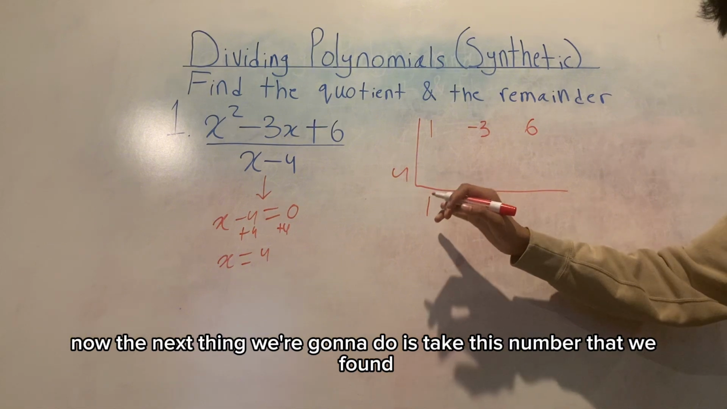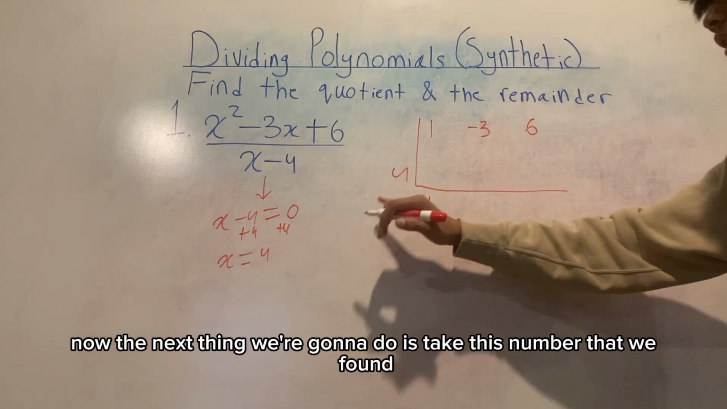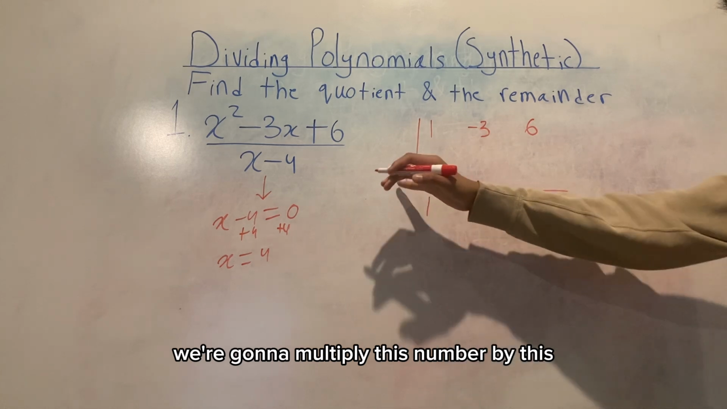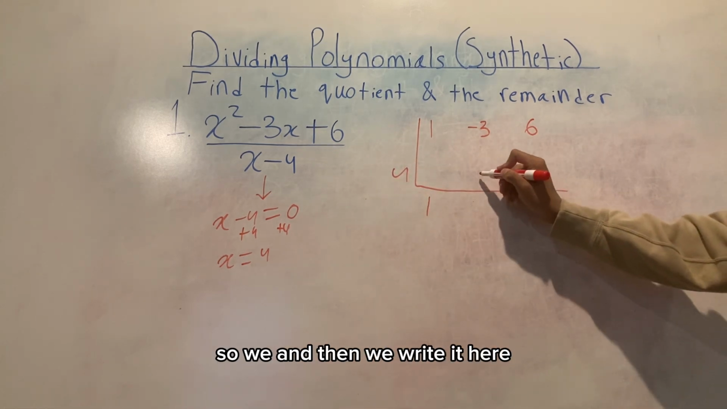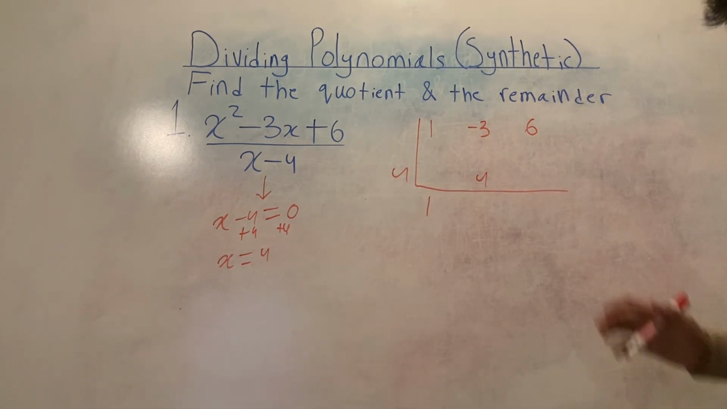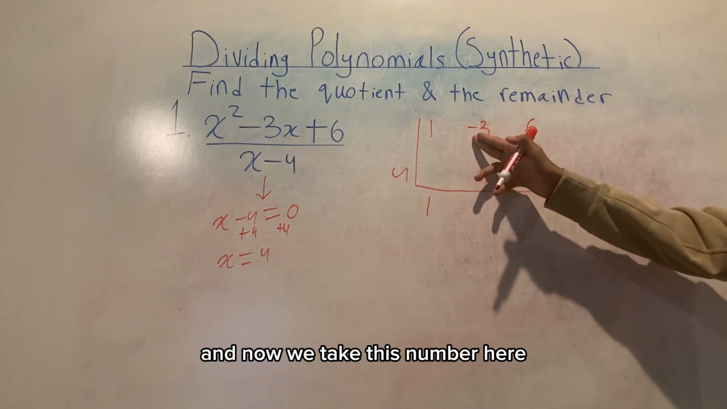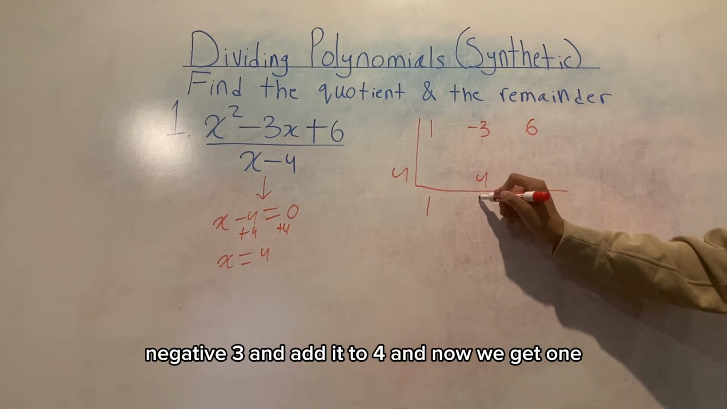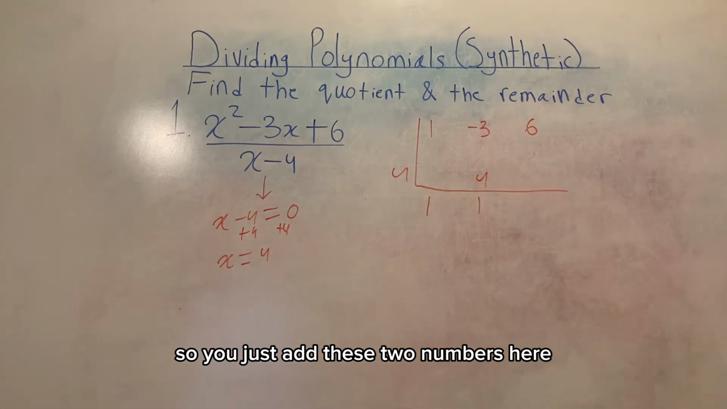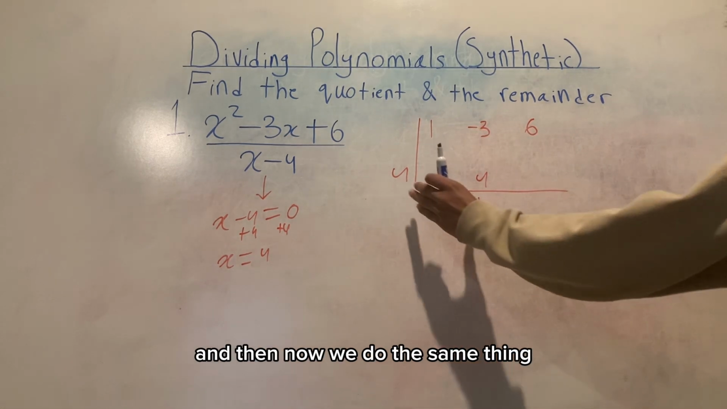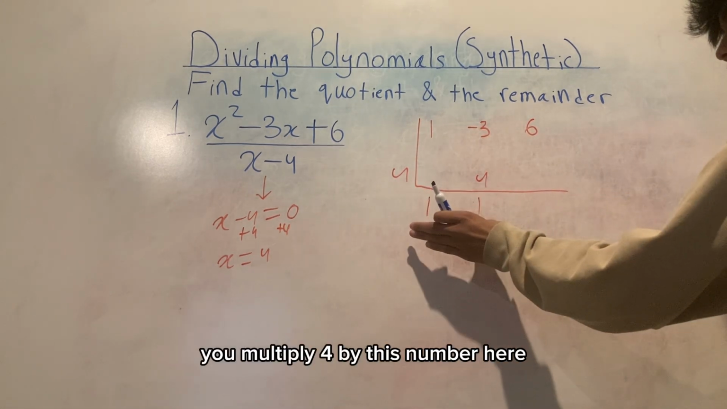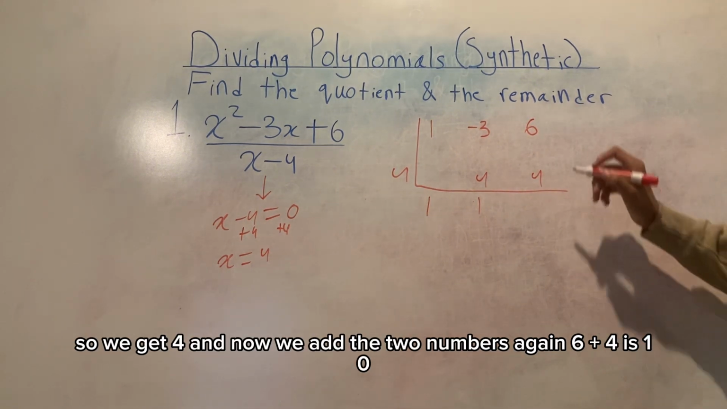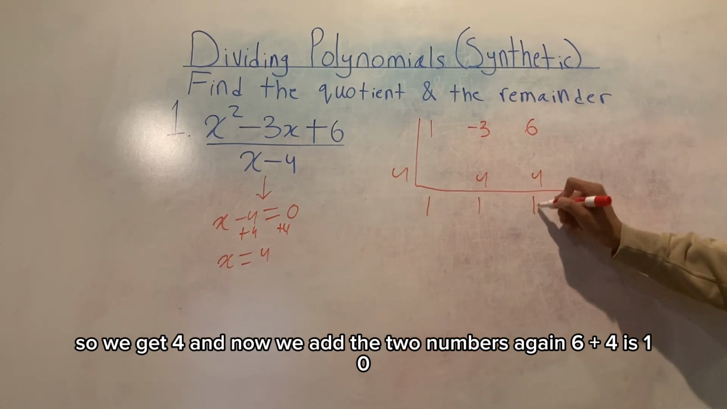Now the next thing we're going to do is take this number that we found from setting the denominator equal to 0. We're going to multiply this number by this, and then we write it here. So we get 4. And now we take this number here, negative 3, and add it to 4. And now we get 1. So you just add these two numbers here. And then now we do the same thing. You multiply 4 by this number here. So we get 4. And now we add the two numbers again. 6 plus 4 is 10.